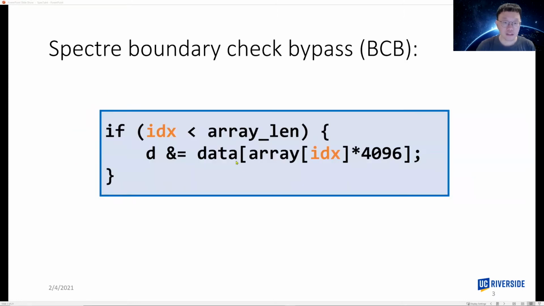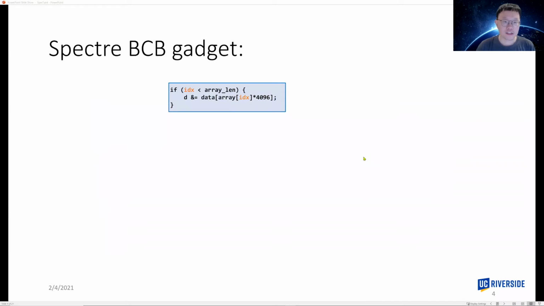This is a very typical example of a Spectre bound check bypass gadget, also known as Spectre BCB. In this example, if IDX is greater than array len, and the processor mispredicts the branch outcome to be taken, then the following instructions will be executed in speculation.